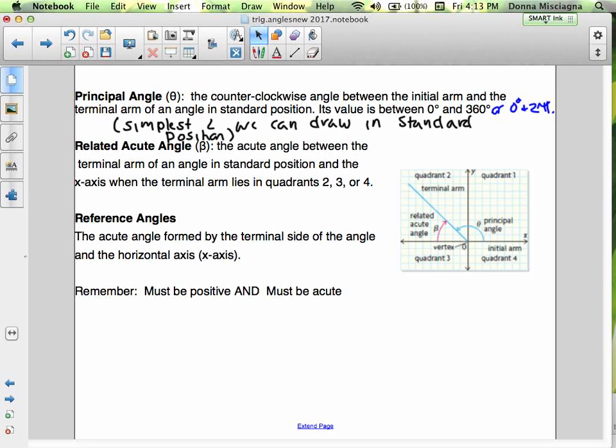Reference angles are the acute angle formed by the terminal side of the angle and the horizontal axis, the x-axis. We always head to the x-axis when we create our reference angles, and we always head the fastest way to the x-axis. So if you notice my picture on the side, and we're in quadrant 2, we're not going to go all the way back to quadrant 1. We're just going to head to the x-axis that is in quadrant 2. Remember, it must be positive and it must be acute. If our reference angles aren't positive and aren't acute, then you have made a boo-boo.